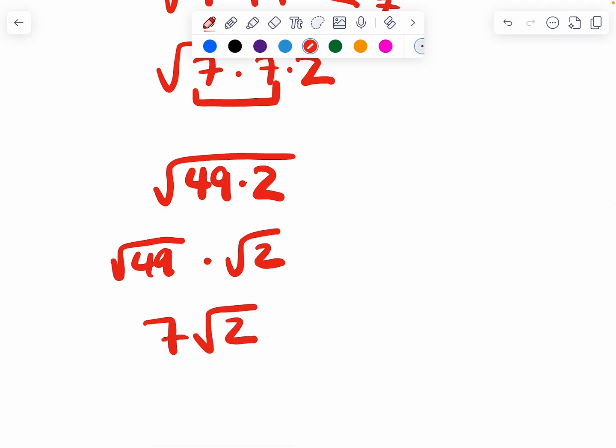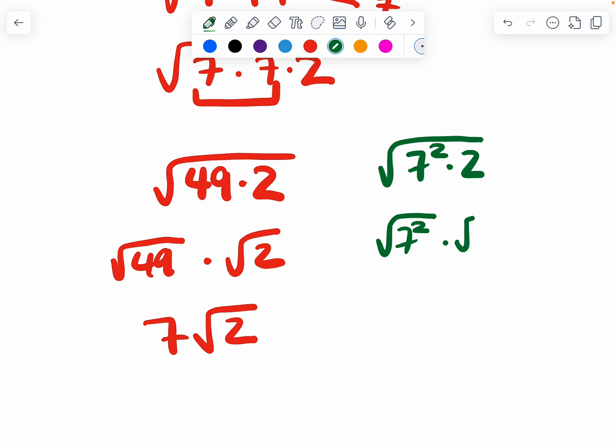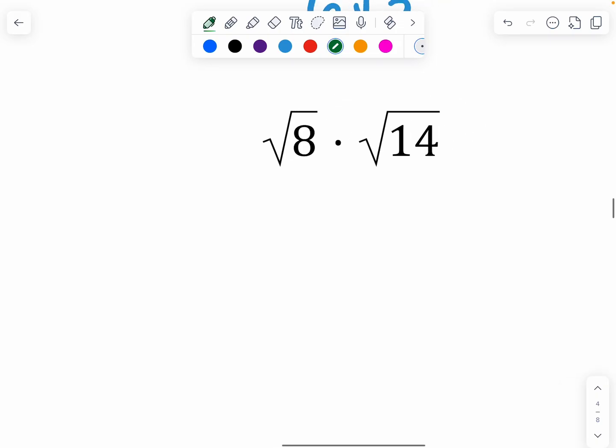You could have also done it this way. You could have also done 7 squared times 2. The square root of 7 squared times the square root of 2, 7 radical 2. Either way, you still get the same exact answer. Okay, this one.